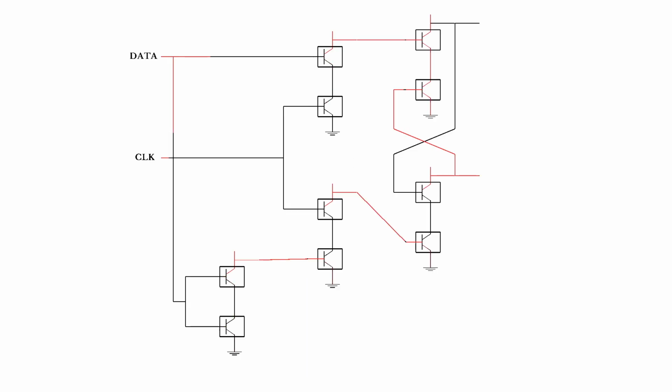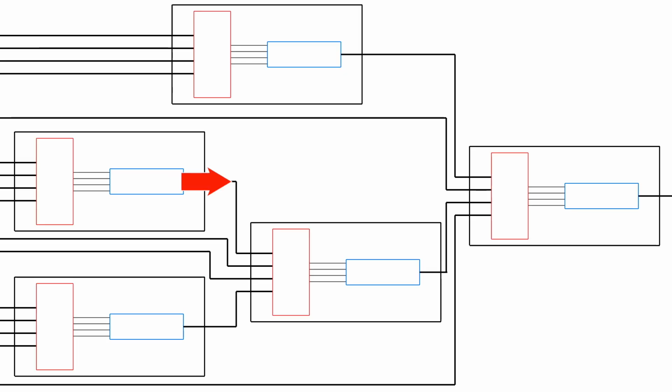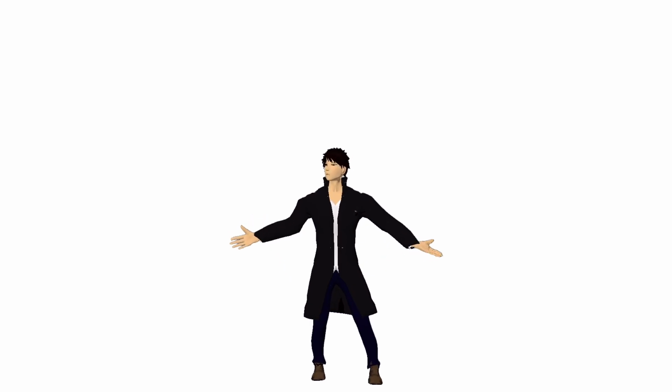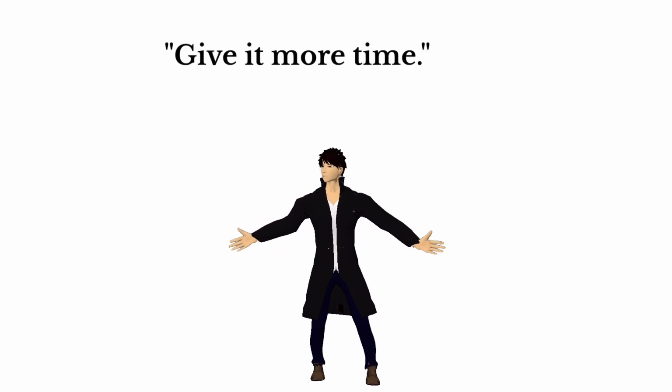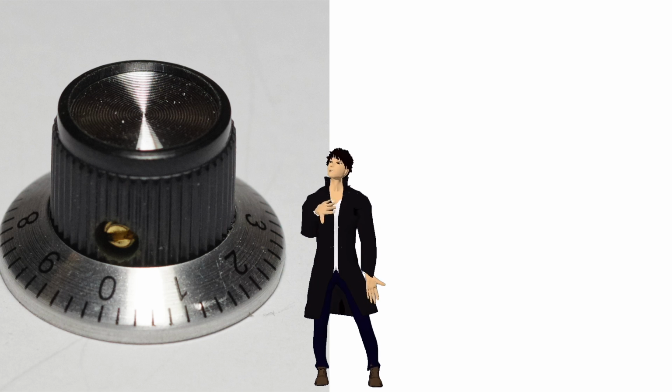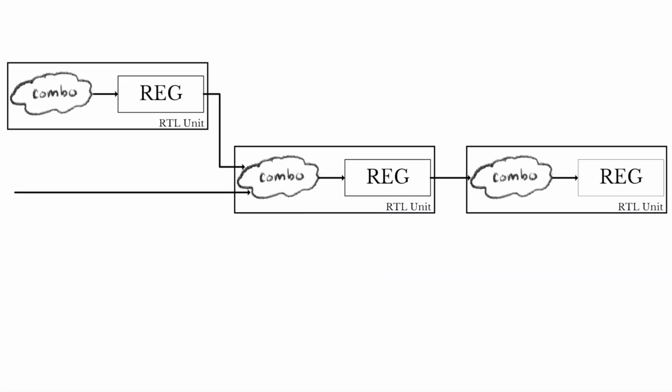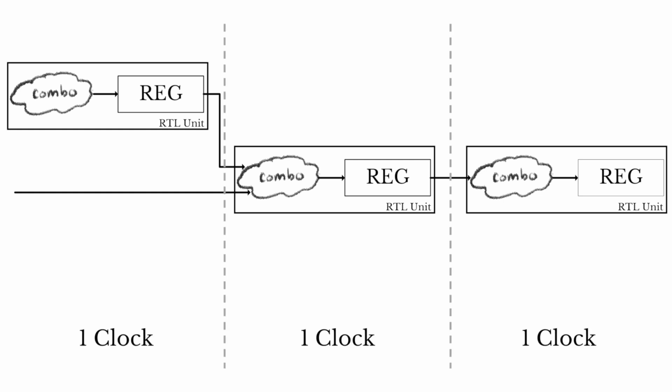The problem is that the destination register might not have time to change state, which turns everything downstream into garbage. There is a very simple solution to this. Give it more time. Now, the only knob we have in terms of time is the number of RTL units. Each unit adds one clock cycle of latency.